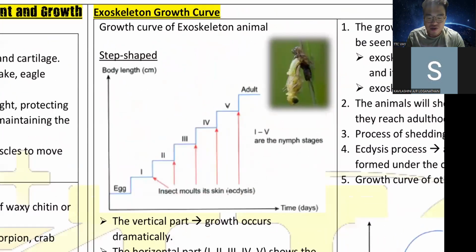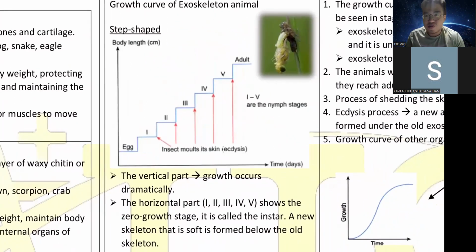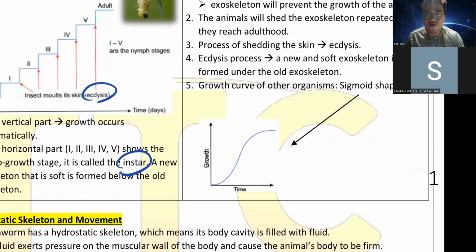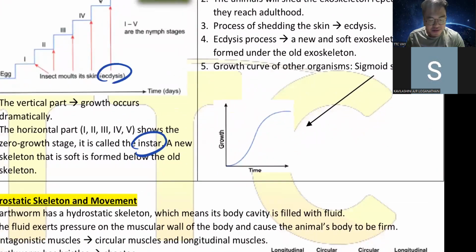Okay, so let's look at exo first. Exo is when you see stages. You have your instar. Remember, when they are not growing, it's called instar. And then ecdysis, you remember. Whereas us or other animals, we grow in a sigmoid curve, a smooth curve.